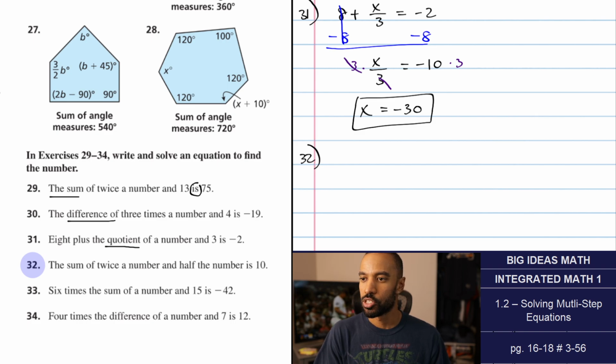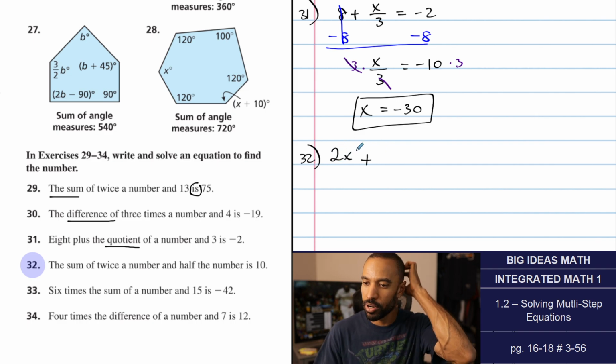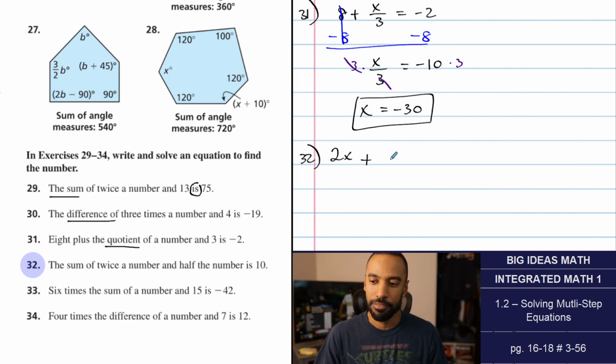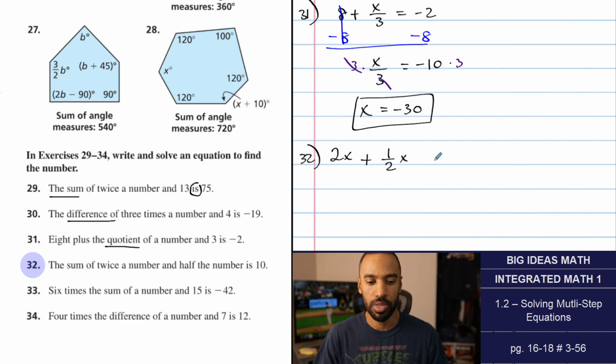Number 32. The sum, once again, it's an addition, but of two things. The sum of twice a number and half the number is 10. Okay, so half the number is the same number we're talking about, x. How do you take half of a number? You can say divided by 2. You can say multiply by 1/2. You can say 0.5 times. Let's do this one this time.